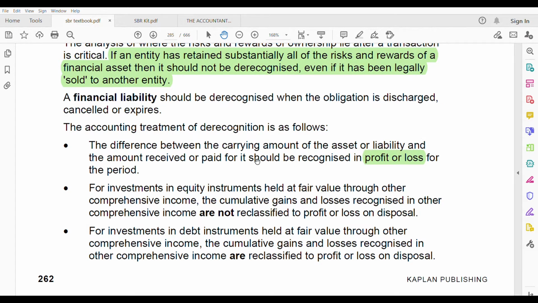Next, for investments in equity instruments. There are two things. One is, if it's equity instruments, how do you derecognize? When it's debt instruments, how do you derecognize? Remember, these are also financial instruments only, but we had learned them separately. Okay, equity instruments, debt instruments. So for investments in equity instruments held at fair value through OCI. Remember, equity instruments held at fair value through other comprehensive income. The cumulative gains and losses. We are not talking about the amortized cost and all; we are talking about fair value through OCI. The equity instruments can be measured two ways: one is amortized cost, one is fair value through OCI, unless you elect.